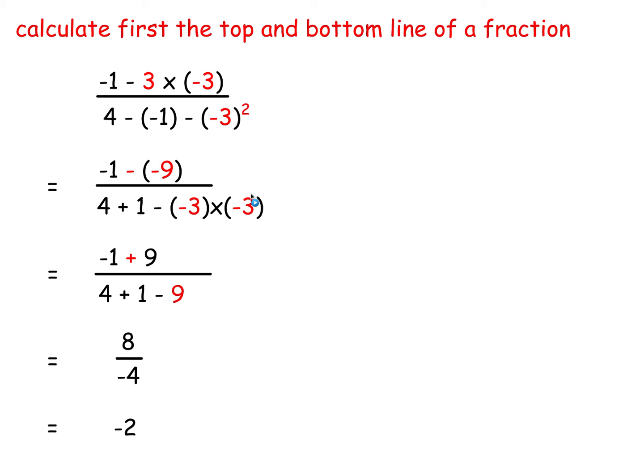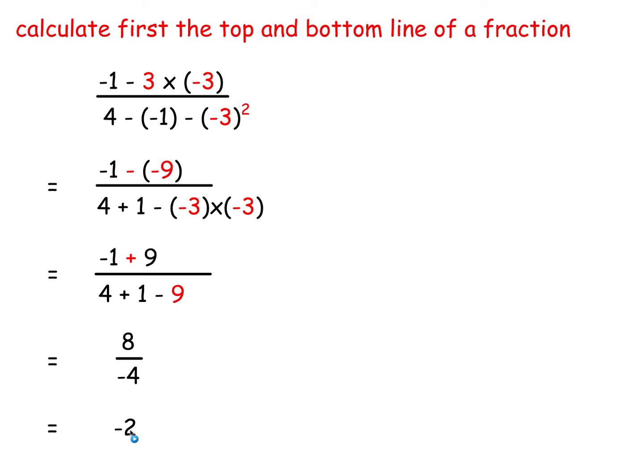So notice we've got here 3 times negative 3 is negative 9. Subtracting negative 9 is the same as adding 9. So there's these different things to watch. This is squaring negative 3. Negative 3 times negative 3 gives you positive 9. You sort out the top line, you sort out the bottom line, and then last stage you do the division.